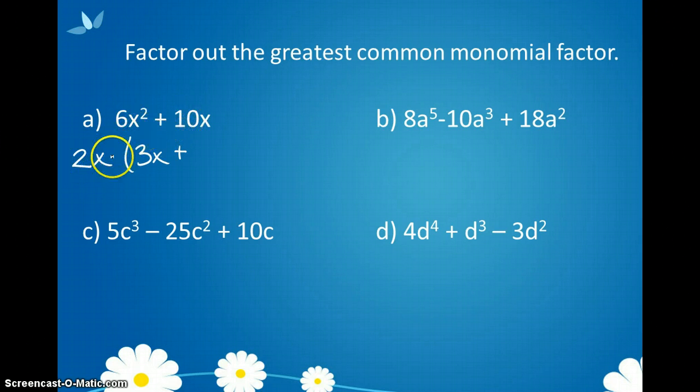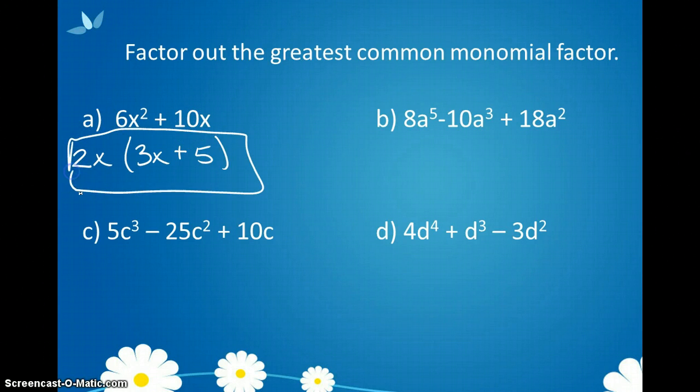Well, let's look at the numbers. 2 goes into 10 5 times. X goes into x 1 time, but we don't need to put the 1 here. How do I know if I'm right? I can check it. What's 2x times 5? 10. So that's good. We have now factored out the greatest common monomial.